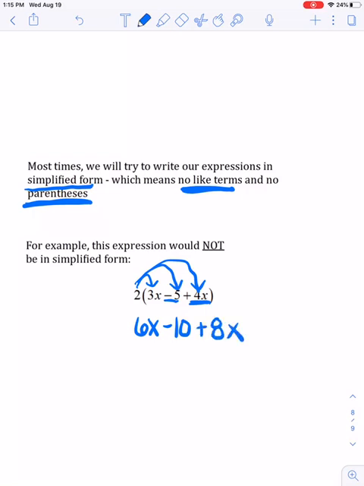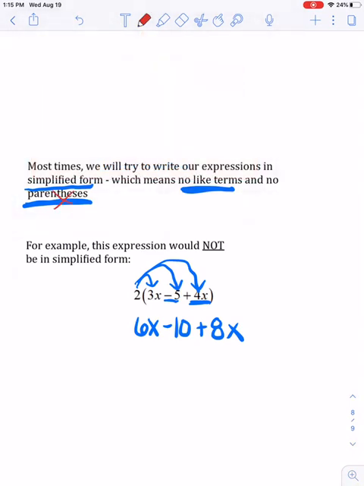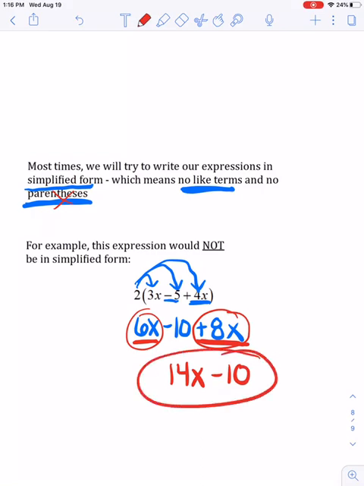Am I done with this problem? There are no more parentheses. Hopefully you're saying no, because I satisfied the no parentheses condition, but I still need to have no like terms. And notice I have a 6x and an 8x, right? They both have the same variable raised to that same power. So 6x plus 8x will give me 14x. There's nothing to combine that 10 with, right? That's just by itself, so we just leave it as negative 10 or minus 10. Again, in order to simplify, we cannot have any like terms and we cannot have parentheses.